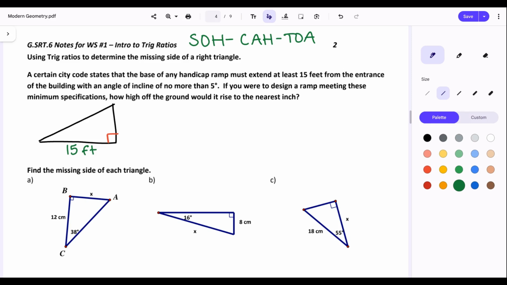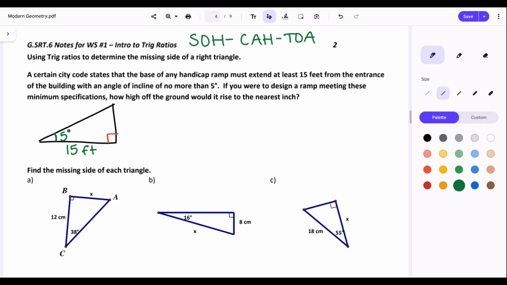Then it also says that the incline can be no more than 5 degrees, okay? So the 5 degrees would be this angle of incline. So how much like the ramp is going up at an angle of. So that would be this angle down here. They're going to say would be 5 degrees.